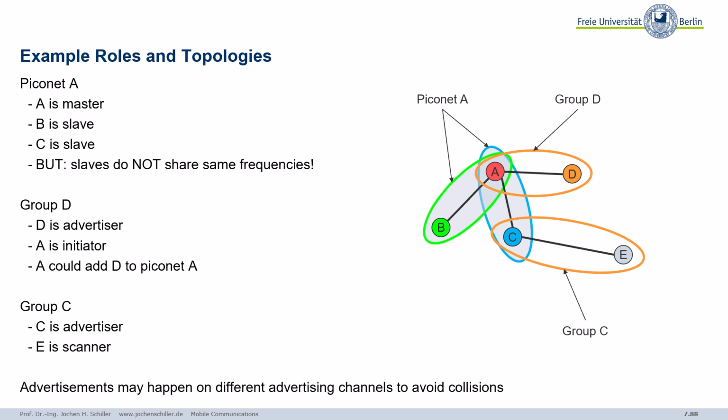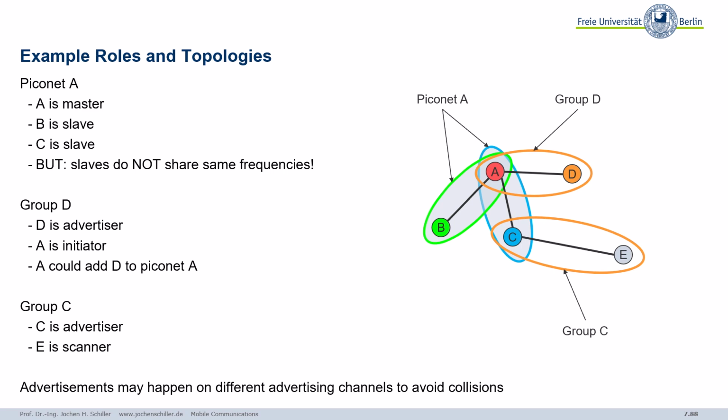A, as a master, can also act as an initiator. That's group D, for example. Group D means D is a device that acts as an advertiser, saying, please, let's set up a connection. Then A has the role of an initiator and could, for example, add the device D to the piconet A. So D will then be a slave afterwards, but then using, again, a different frequency. So you do not share the frequencies here. It's not a shared hopping as we have in the classical Bluetooth.